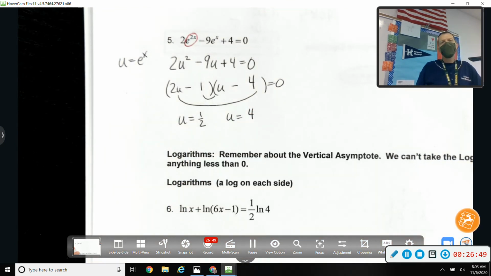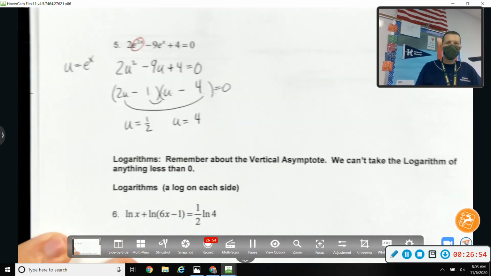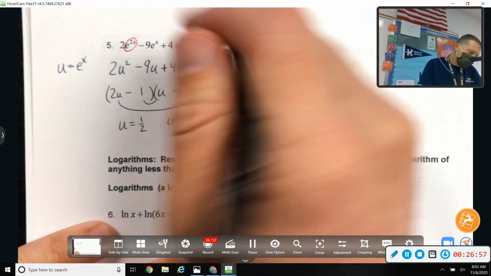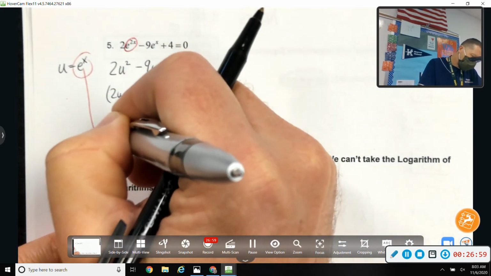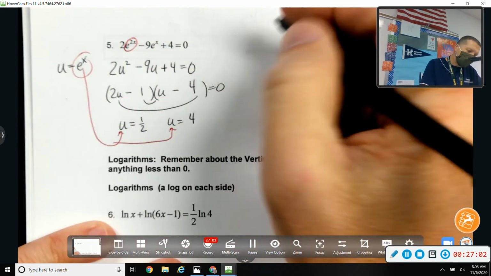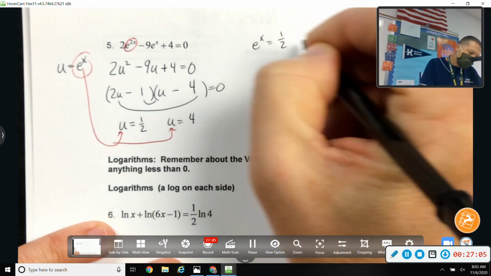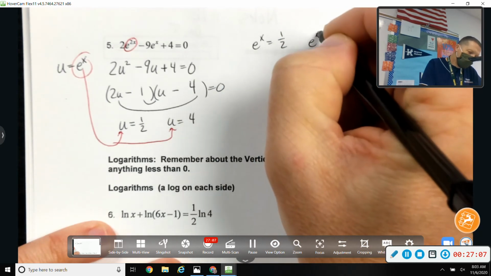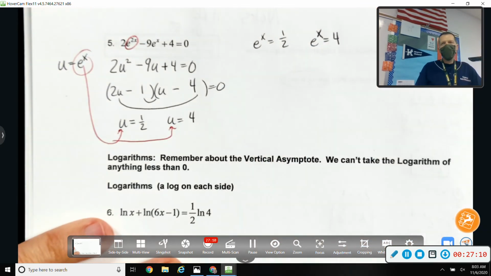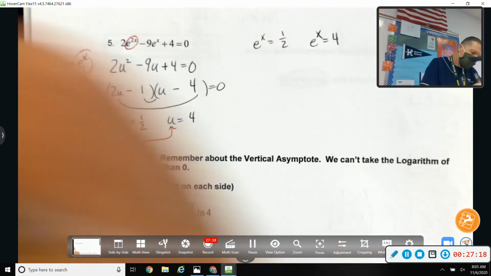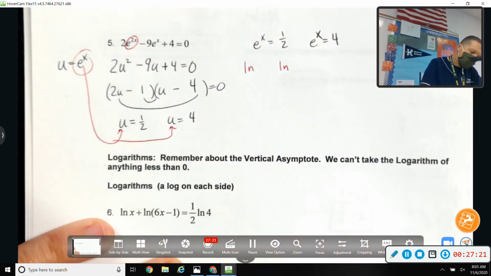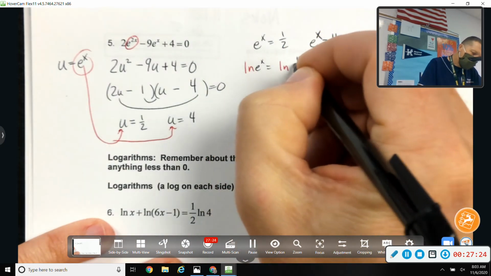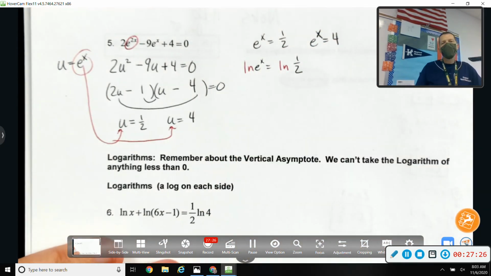But this wasn't a u problem, this was an x problem. The u's are just helping us along the way here. So in place of u, I can put e to the x. And so now I want to natural log everything. But this is an easy one.